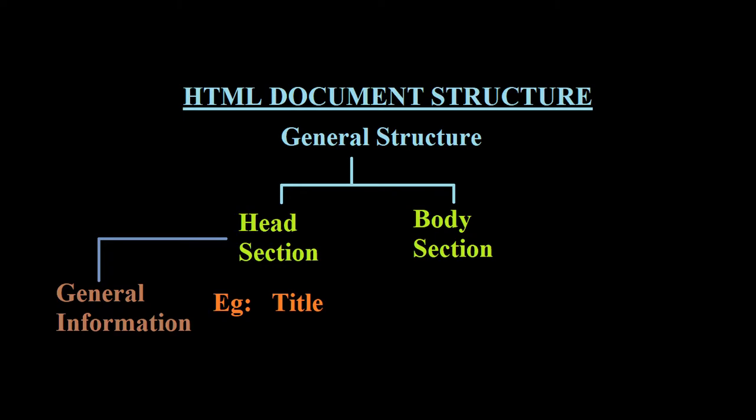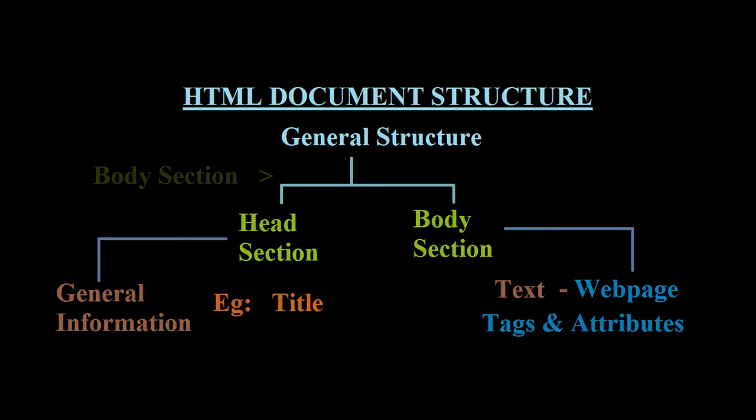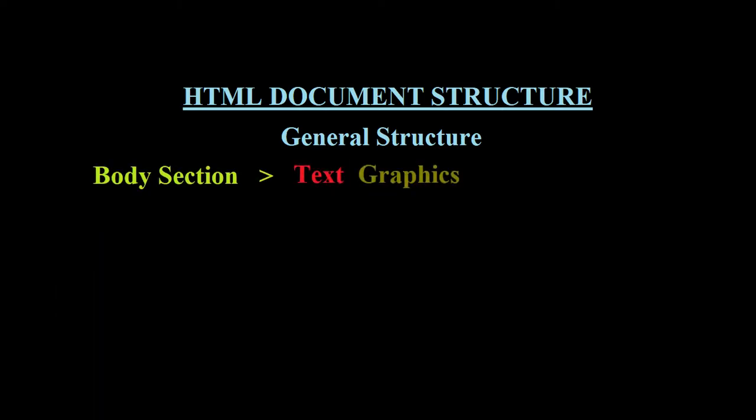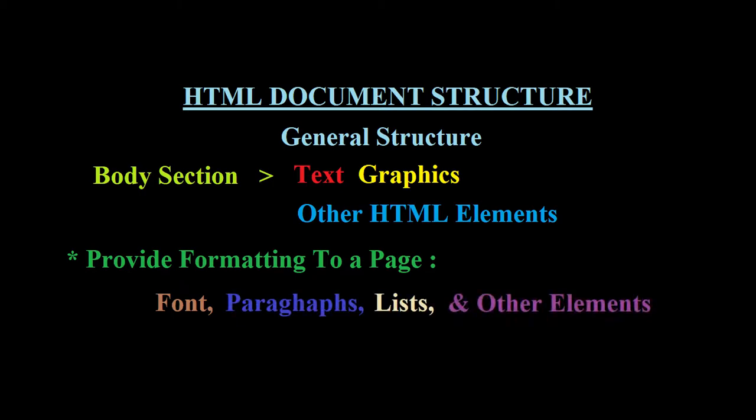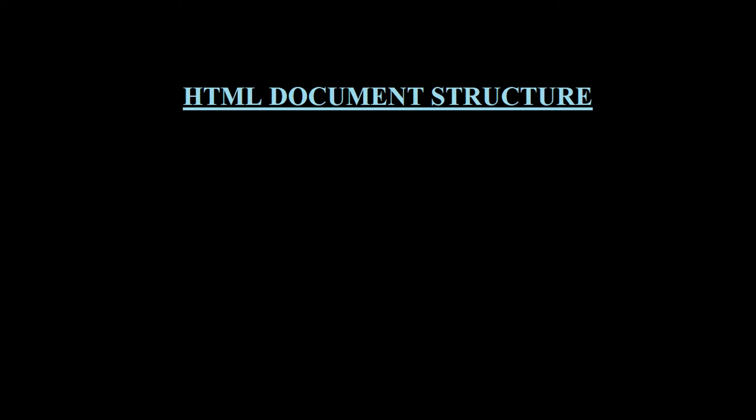Now, if we talk about the body section, then the body section contains the text which gets displayed on the web page along with other tags and attributes. It includes text, graphics, and other HTML elements that provide control on formatting to a page like font, paragraphs, lists, and other elements. So let's discuss the basic structure of an HTML document.